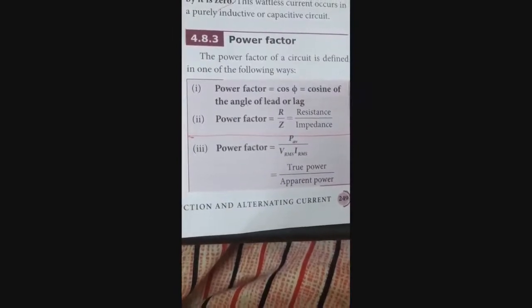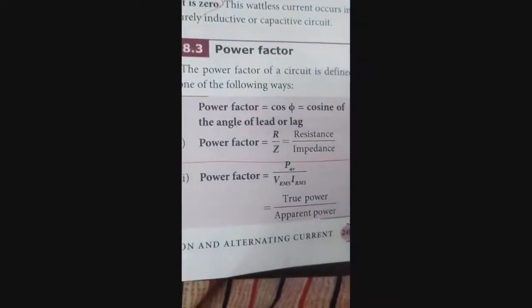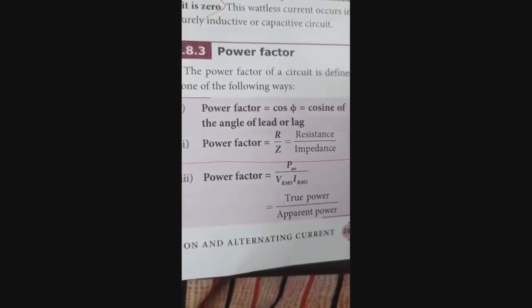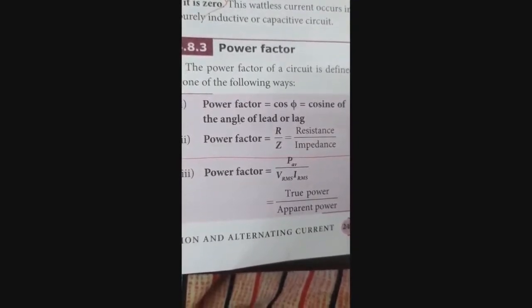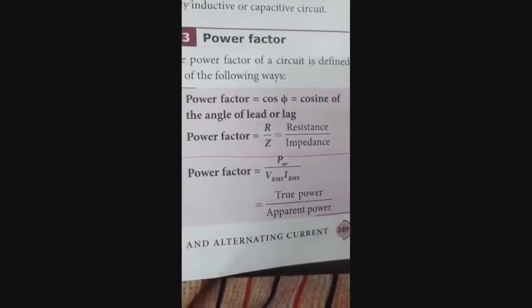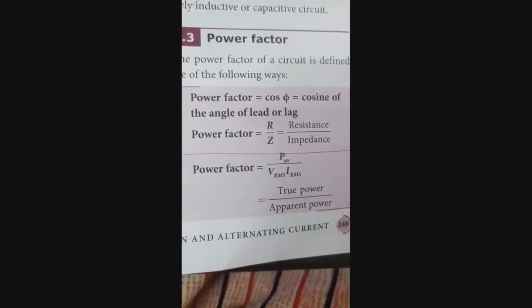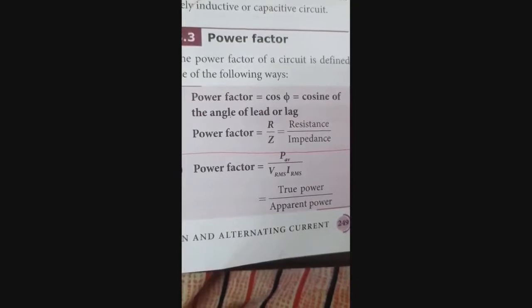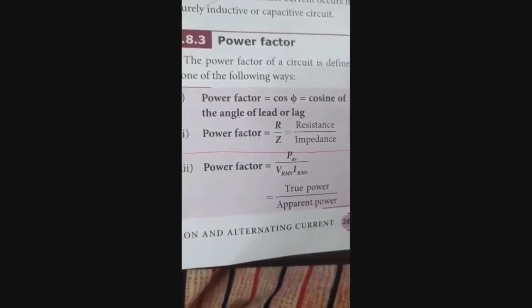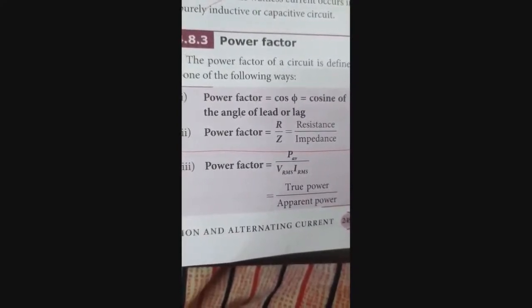When you see power factor, there are three formulae for power factor. The first one is power factor equal to cos phi, that is cosine of the angle of lead or lag. Power factor is also given by R by Z, that is resistance by impedance, and power factor has another formula: P average by Vrms Irms. P average means average power, which is also called true power. So true power divided by apparent power. These three formulae represent power factor, and the power factor is very important for a particular circuit.